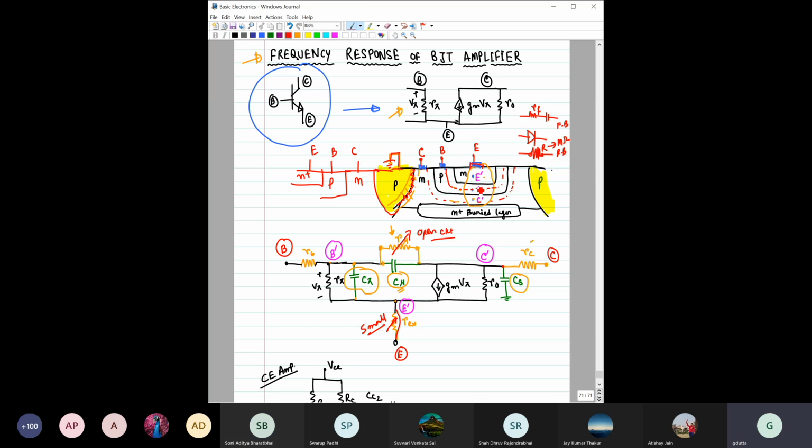See, for B dash we have considered the node point here, but if some current has to flow through this, then the path is a bit longer here, right? From here to here. At the same time, the doping concentration of the base is lower than the emitter. So the resistance offered by this path would not be negligible, as we have neglected for the emitter.